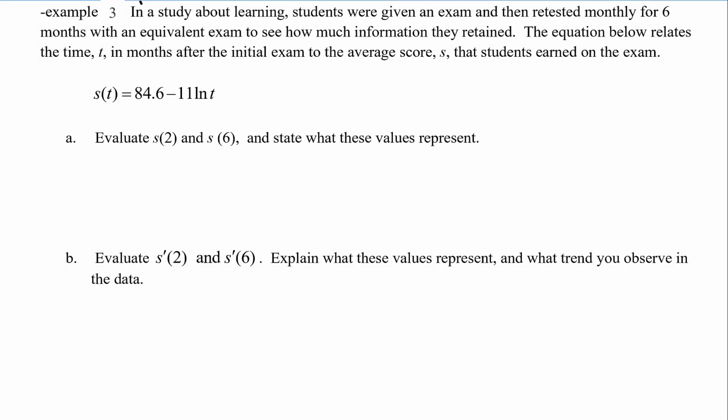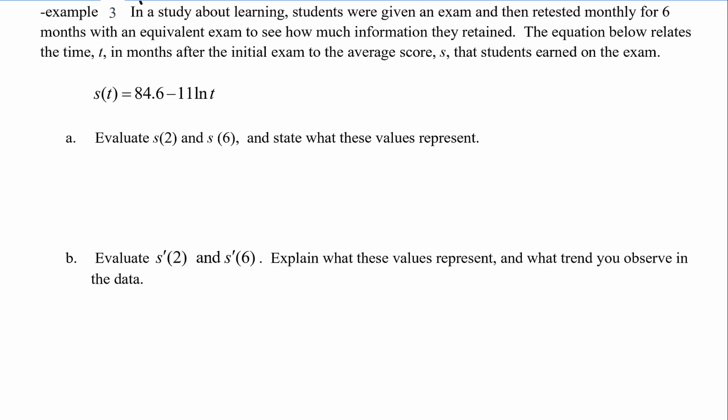Example 3. In a study about learning, students were given an exam and then retested monthly for 6 months with an equivalent exam to see how much information they retained. The equation below relates the time t in months after the initial exam to the average score S that students earned on the exam. S of t equals 84.6 minus 11 natural log t. A. Evaluate S of 2 and S of 6 and state what these values represent.